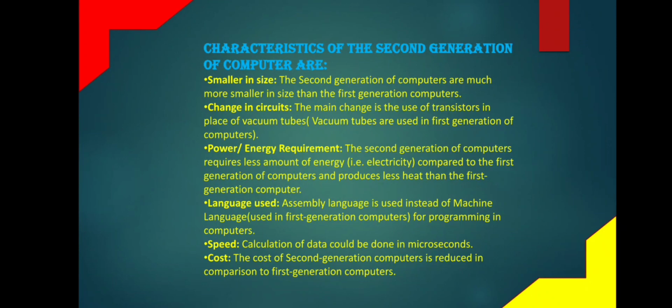The second generation of computers requires less energy than the first generation and produces less heat than the first generation computer. Language used: assembly language is used instead of machine language for programming in computers. Speed: calculation of data could be done in microseconds. Cost: the cost of a second generation computer is reduced in comparison to the first generation computer.